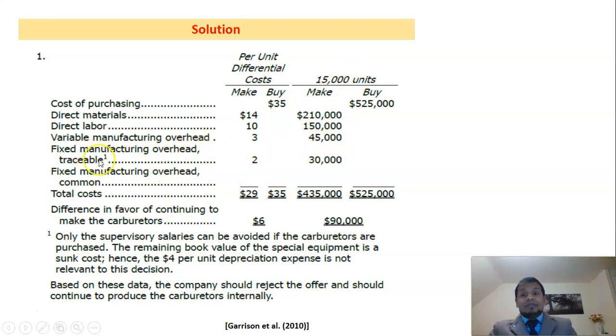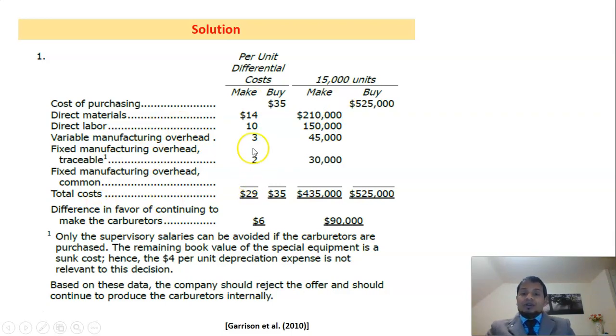Fixed manufacturing overhead, but obviously you should consider only traceable, only the cost that you can avoid. So 6 pound or $6, 1/3 is supervisory salaries. And if you make it, you need a supervisor. If you don't make it, you do not need a supervisor. That means this part, these $2, that is 1/3, is relevant because it is avoidable. If you don't make it, you do not need a supervisor and you can avoid it.